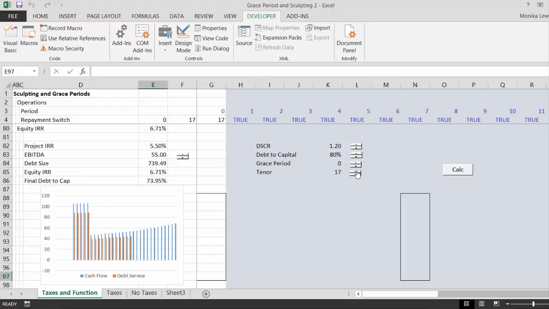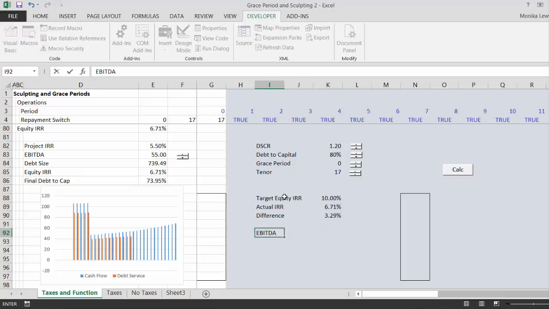Alright, and now let's just say we want to really bid on a project. Let's put a target equity IRR, and let's just put that in as some number. Let's say we want to get 10%, and then we put actual, okay, and then we'll put difference. Okay, and what we'd like to do is find an EBITDA that gives us a minimum, so we can put that here.